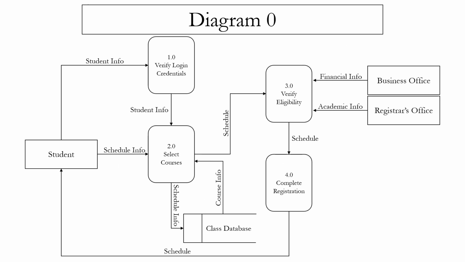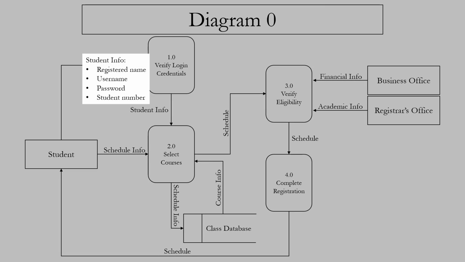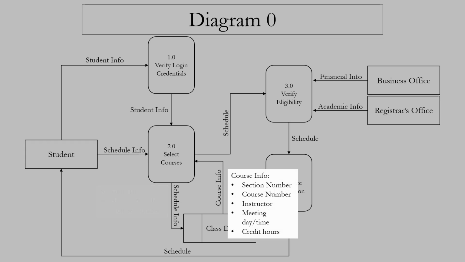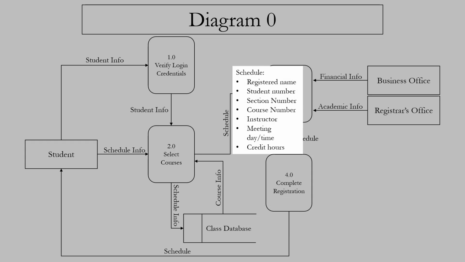Each data flow must be labeled with the type of data involved. Student info, for example, may include a student's registered name, username, password, and student number. Schedule info may be the section and course number that the student knows from looking it up in the catalog or course listings. Course info could include additional course information from the class database, such as the instructor, meeting days and times, and the number of credits for the course. The schedule then can be made up of data that is already in the system, the student's name and number, as well as the course information.